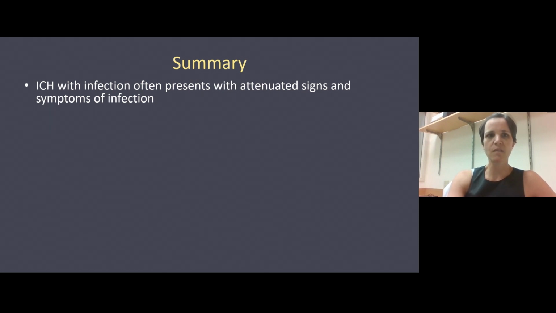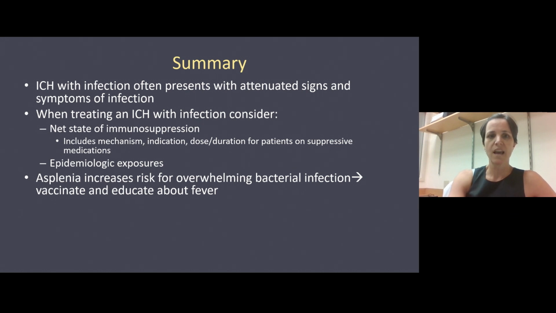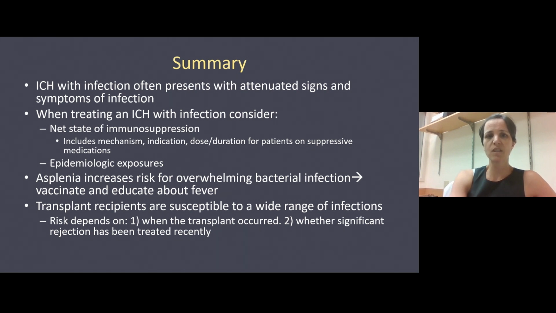So in summary, the immunocompromised host with infection presents with attenuated signs and symptoms of infection. When you're treating them, you need to consider the net state of immunosuppression and their epidemiologic exposures. Asplenia increases your risk for overwhelming infection, so you need to vaccinate and educate. And transplant recipients are susceptible to a very wide range of infections, but their risk depends upon when the transplant occurred and if they've had rejection.